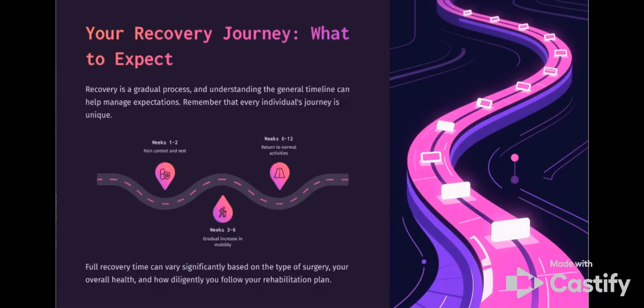For the recovery timeline, most recovery occurs in stages. Weeks 1 to 2 focus on rest and pain control. Weeks 3 to 6 involve increasing mobility and returning to light daily activity. Weeks 6 to 12 usually allow a gradual return to normal routines. Recovery time varies depending on the type of surgery and personal health factors of the patient.